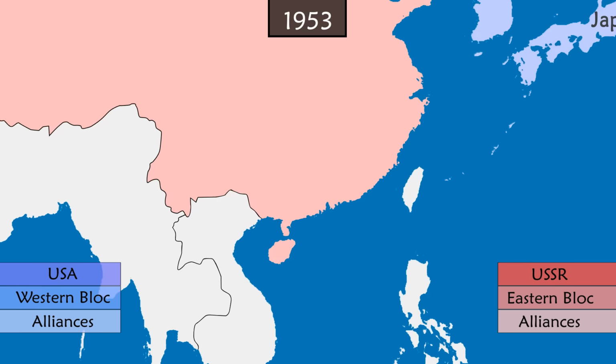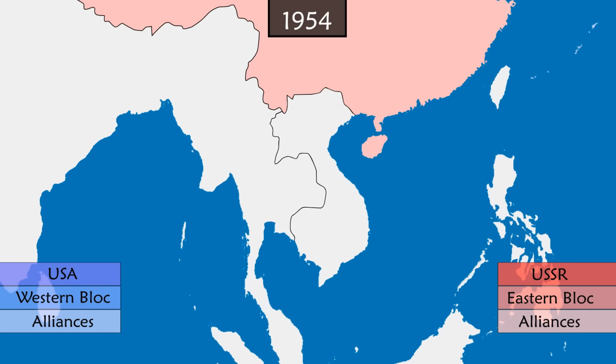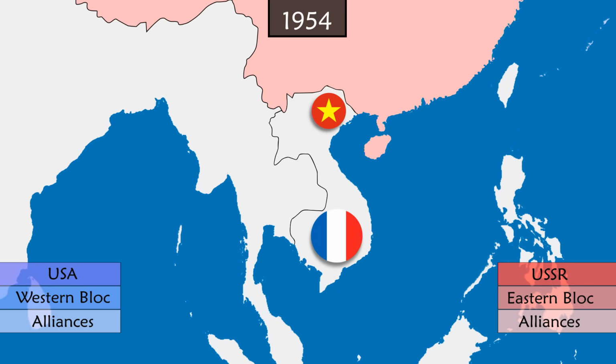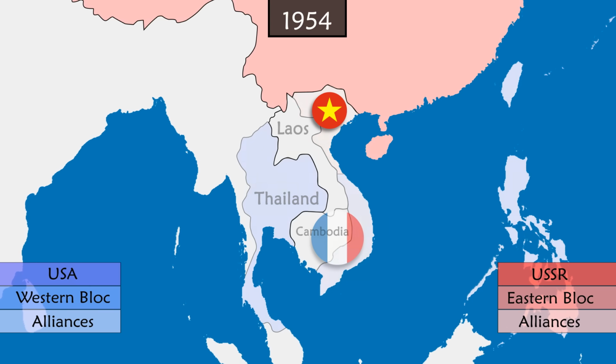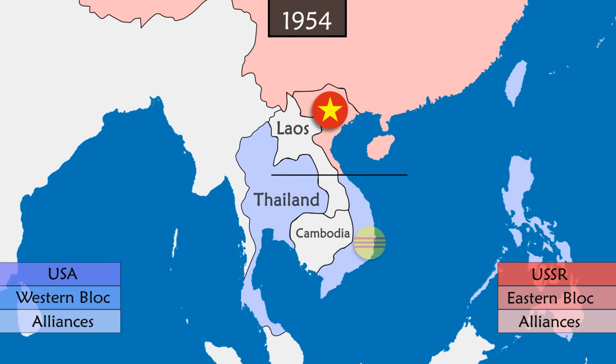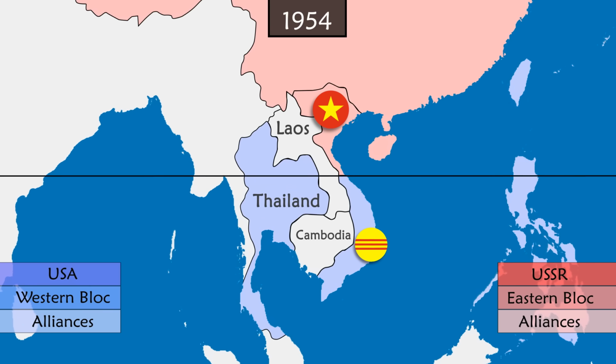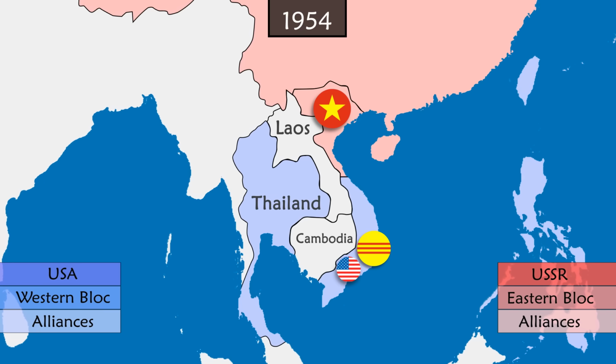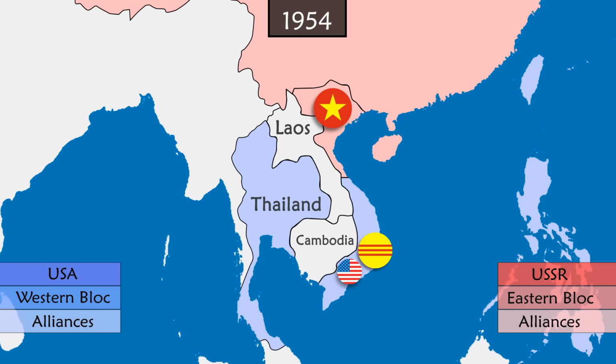China also intervenes in French Indochina, where it supports a rebel communist militia against France, which after struggling to regain control of its former colony, is forced to leave the region. Vietnam is divided in two at the 17th parallel, with communists in the north and nationalists in the south supported by the United States. This marks the beginning of the Vietnam War.